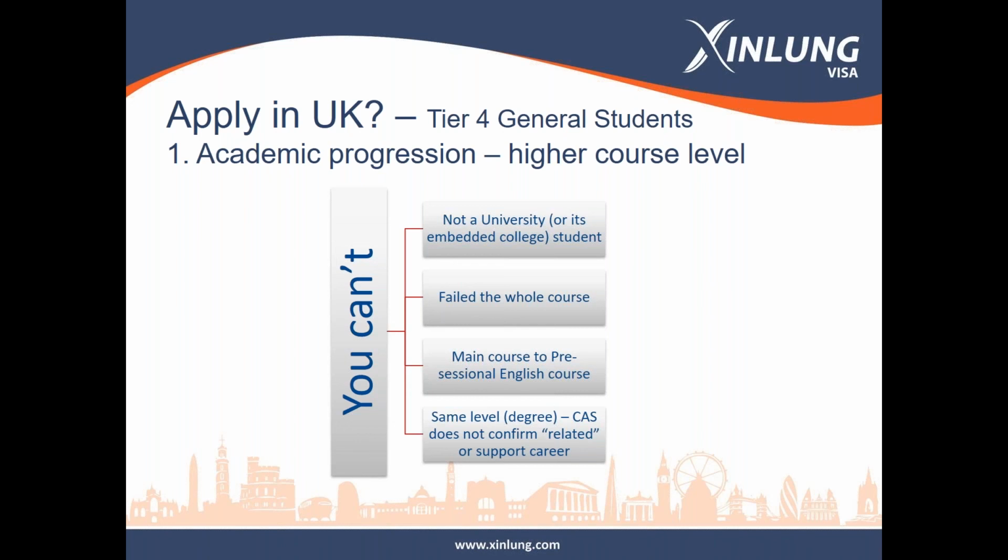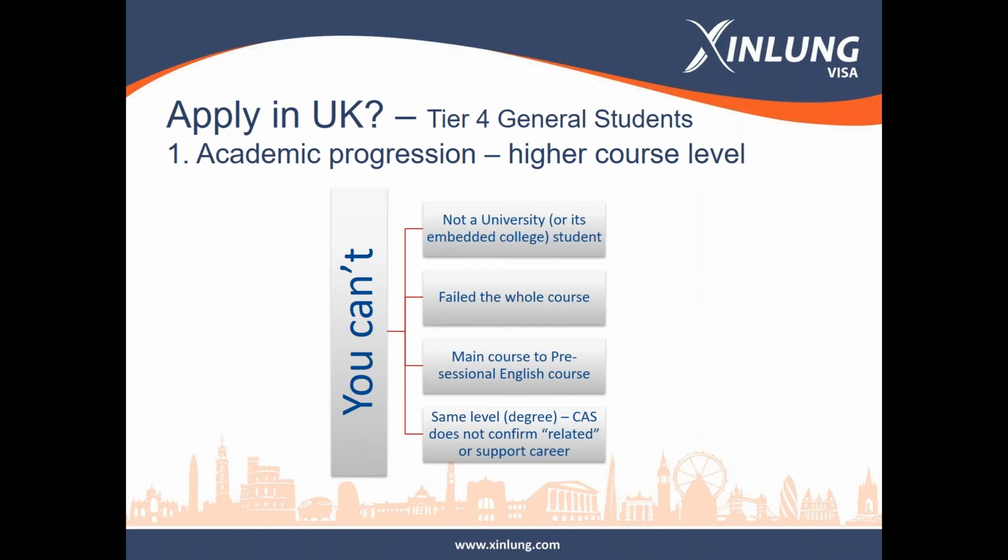UKVI says if you are currently not a university student or an embedded college student, you are not allowed to extend your visa here in the UK. What do we mean by this? In the UK, there are lots of different types of educational institutions. We have the big universities. We also have a lot of private colleges and private schools, even private universities. These private educational institutions may not qualify for extending a visa in the UK.